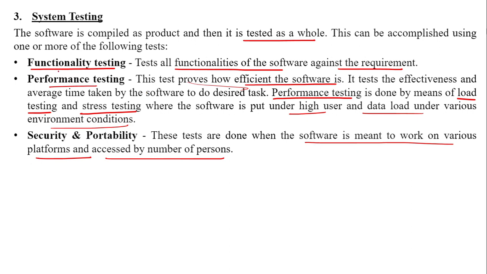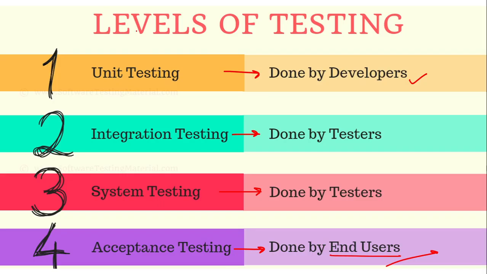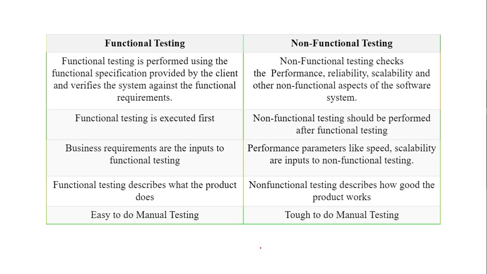So in system testing, functionality testing, performance testing, security, portability; in acceptance testing, alpha testing, beta testing, and this is the basic of what we have done in the previous class. Unit testing is done by developers, integration by testers, system by testers, and acceptance by end users. Today we'll start with functional and non-functional testing.